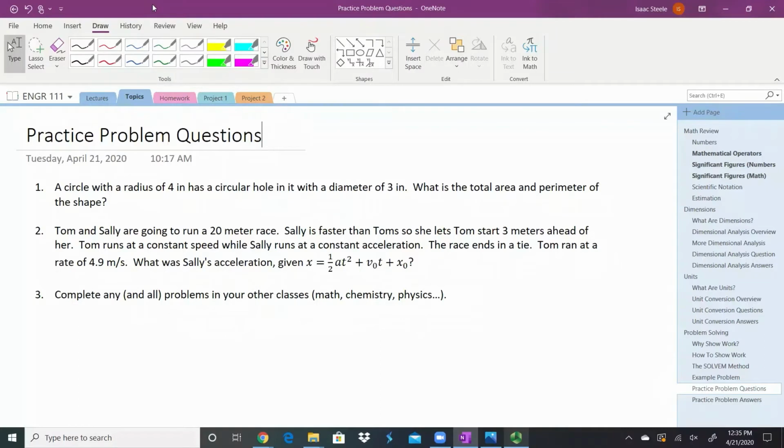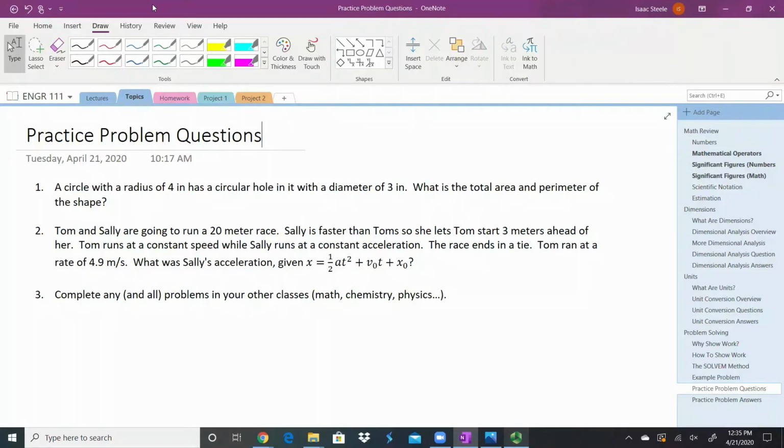Second problem, Tom and Sally are going to go run a 20-meter race. We know that Sally's faster than Tom, so she lets Tom have a head start of 3 meters. Tom runs at a constant speed. We're going to have to make an assumption then that there's zero acceleration at all for Tom, that he just instantaneously starts at a speed and continues on to that.